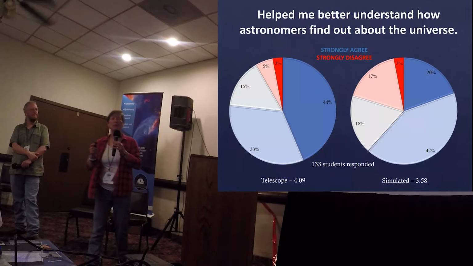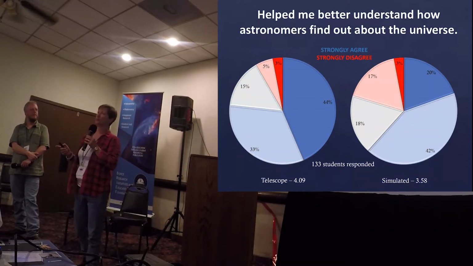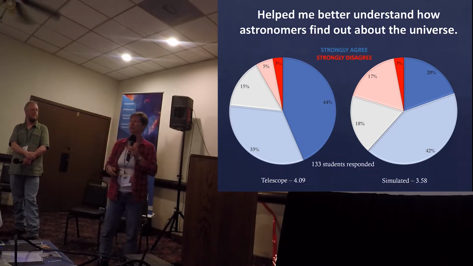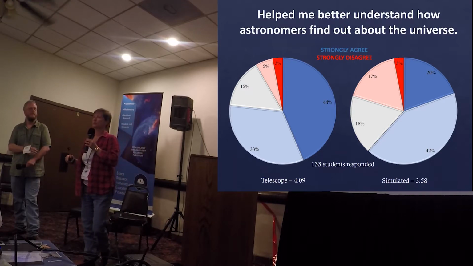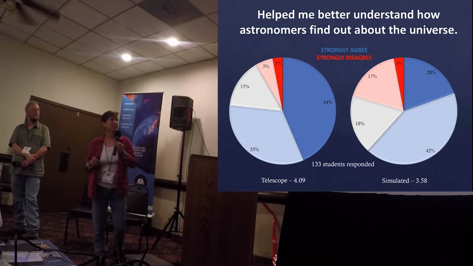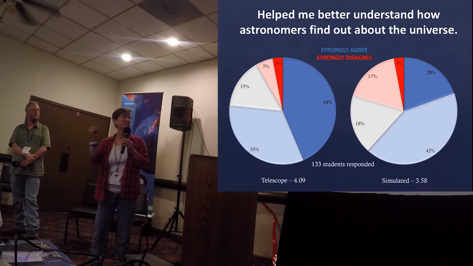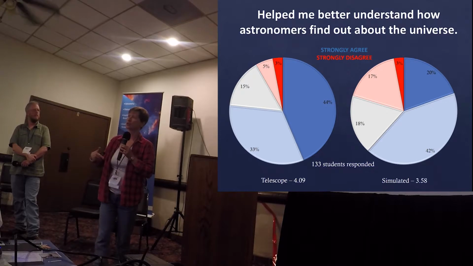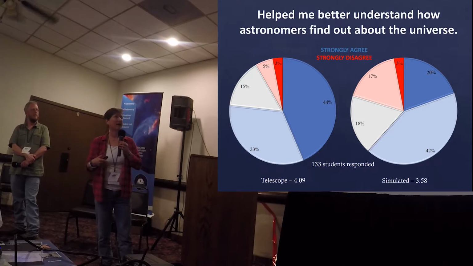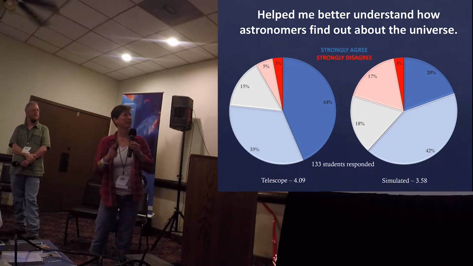Now, we surveyed our students to find out what they think about how those goals are being met. We gave them a number of questions. We had 133 students that responded, and these are students that have taken either our solar system class or our stars and galaxies class, or in some rare cases, both. We asked separate questions for telescope and simulations: did this help you better understand how astronomers find out about the universe? With the telescopes, the agrees are in the blues and the disagrees are in the reds.